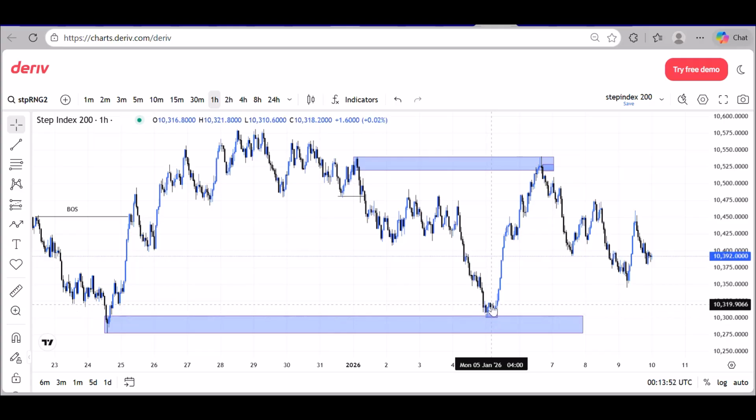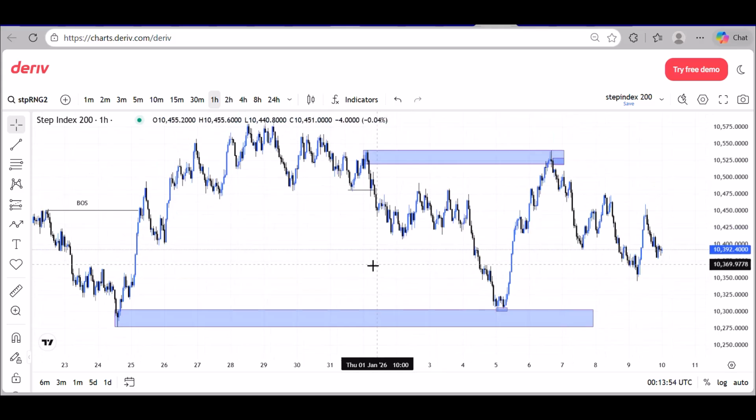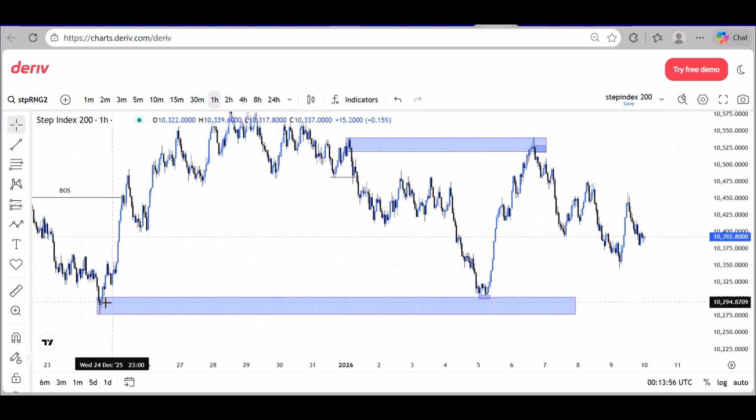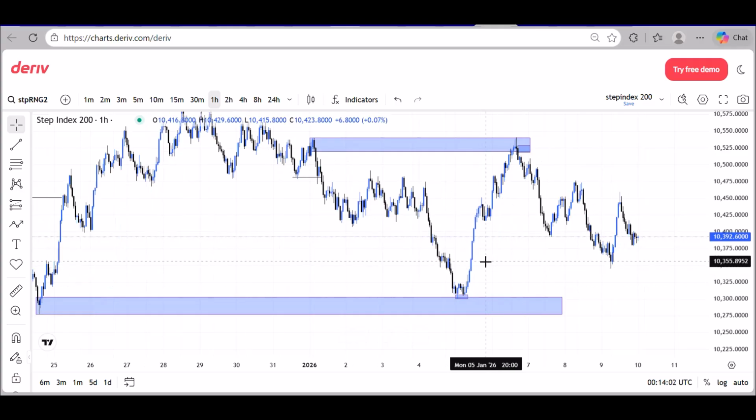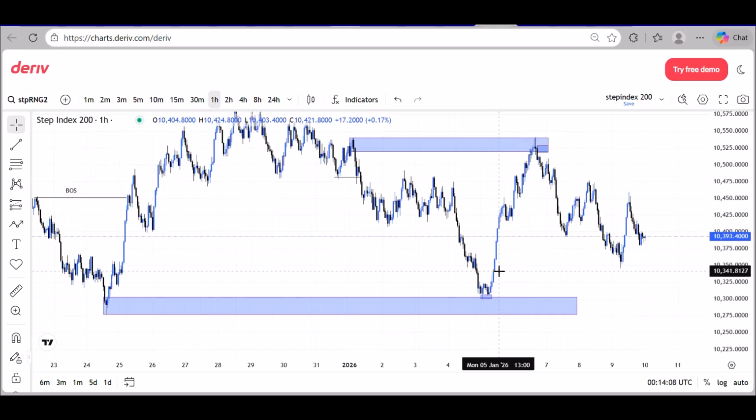So price came in and tapped into our demand zone. Okay, what did we do? We go to a lower time frame. Now this is our 1 hour time frame, so there was nothing to refine further here, so we waited for price to come in and tap into our zones. After price taps into the zone, we go to a lower time frame, either the 15 minutes, 10 minutes, 5 minutes, or 3 minutes, however the case may be, to look for our entry model.